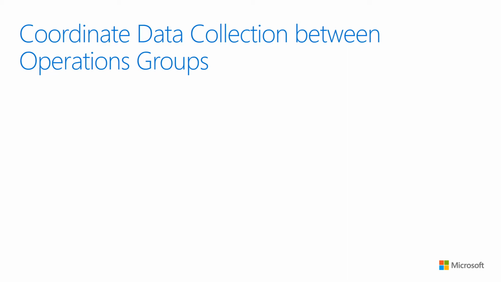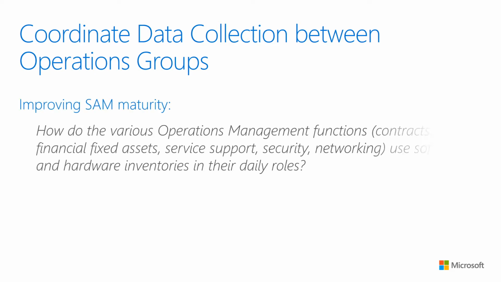Then there's the issue of whether these teams are using the same inventories in their daily roles. And in fact, there's a SOM competency associated with this that we'll look at now. It's called the Operations Management Interfaces competency, where the key question that is asked is this: how do the various operations management functions use software and hardware inventories in their daily roles? And these functions are defined as contracts, financial fixed assets, service support, security, and networking.